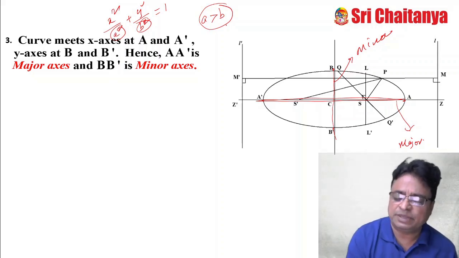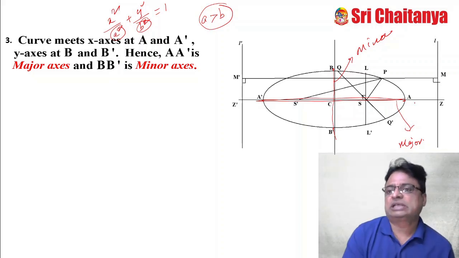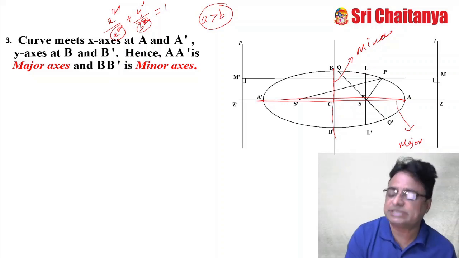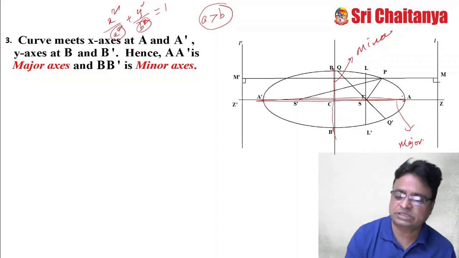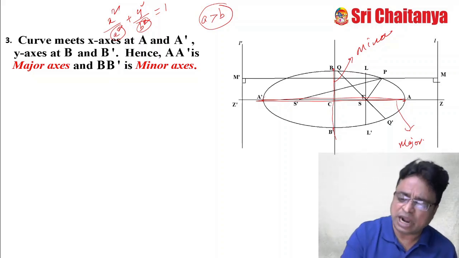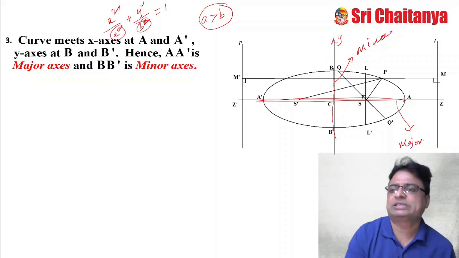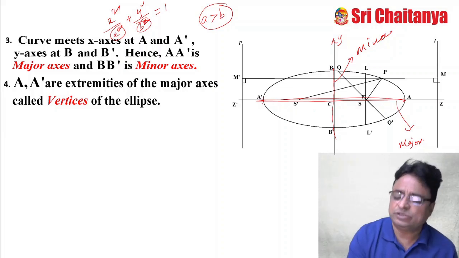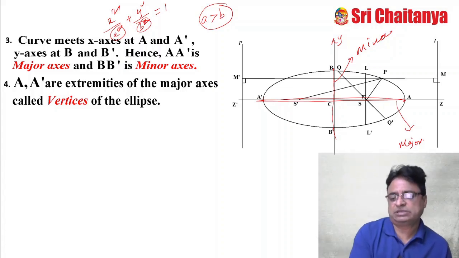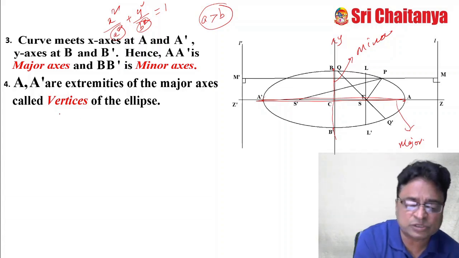And if a is greater than b, the major axis is along the x-axis, and the segment AA dash is called the length of the major axis, and the segment BB dash is called the length of the minor axis, and the minor axis is along the y-axis only. Now next, since the ellipse intersects the x-axis at A and A dash, these A and A dash are called the extremities of the major axis.